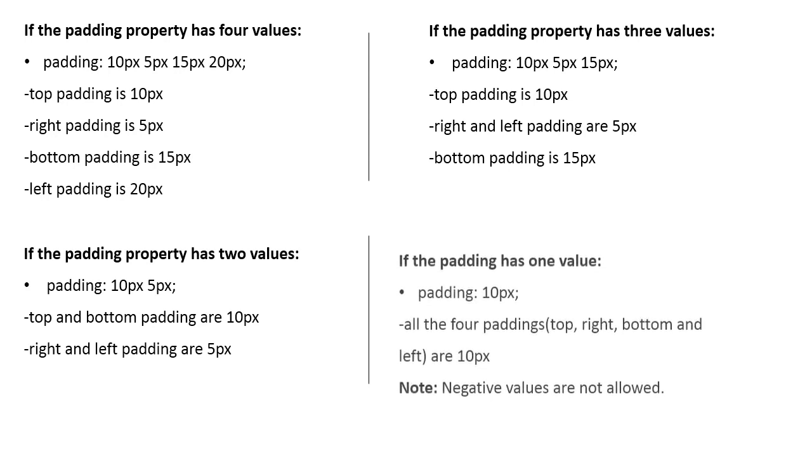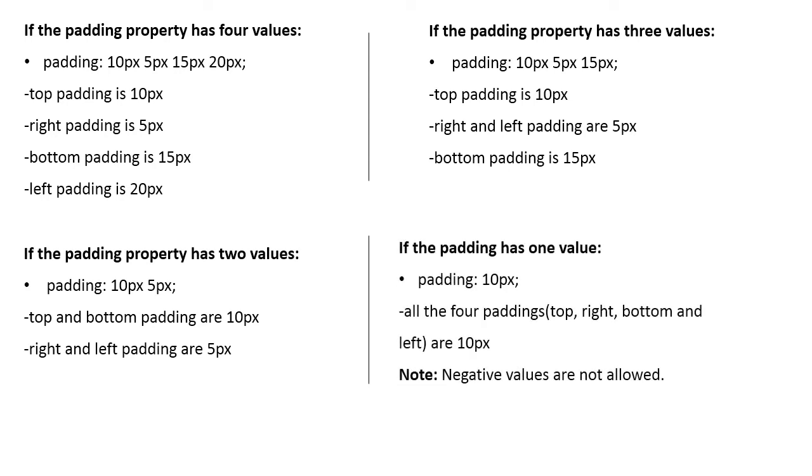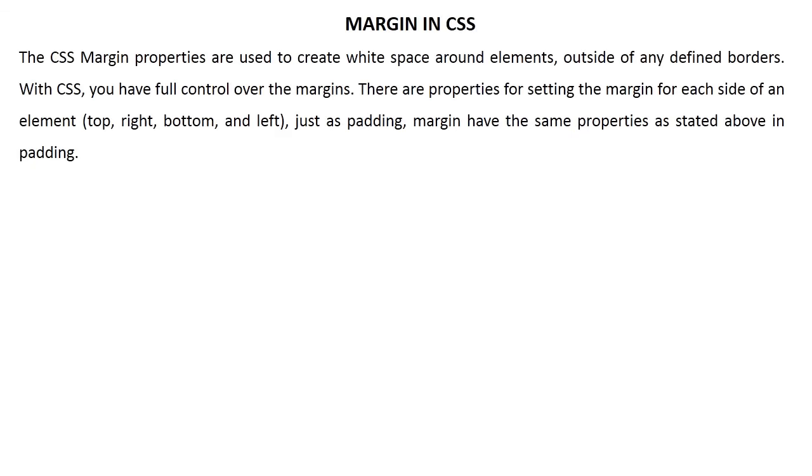Then the next one is if the padding has one value, like the one we just stated for the paragraph, padding is 10 pixel. That is, all four paddings, top, right, bottom, and left, are 10 pixel. Note: negative values are not allowed in those values, so you cannot add negative values to it.